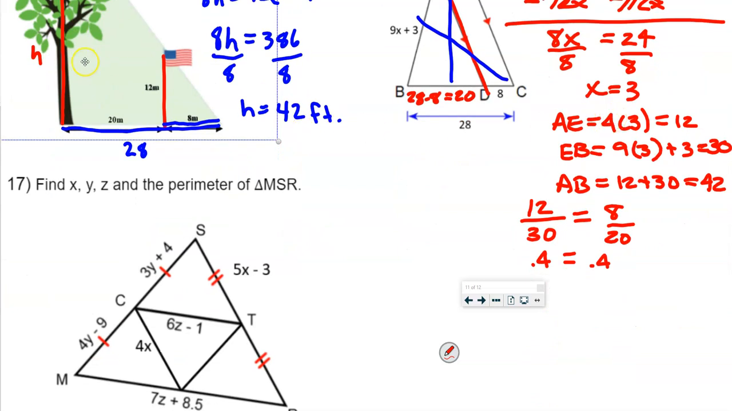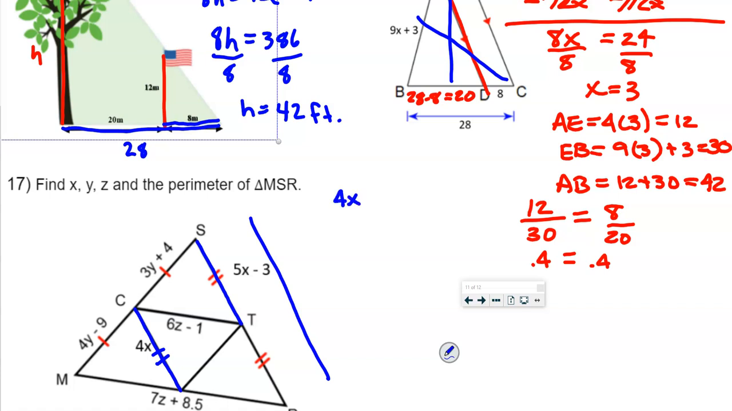So here's our last problem, y'all. It says find x, y, z, and then the perimeter of MSR. So if I'm trying to find x, I notice that I got an x right there, and then I got this right here. Aren't those going to be congruent, y'all? Indeed they are, because remember, this whole side SR is 2 times our mid-segment that's parallel to it, right? So we're going to just set these equal to each other.